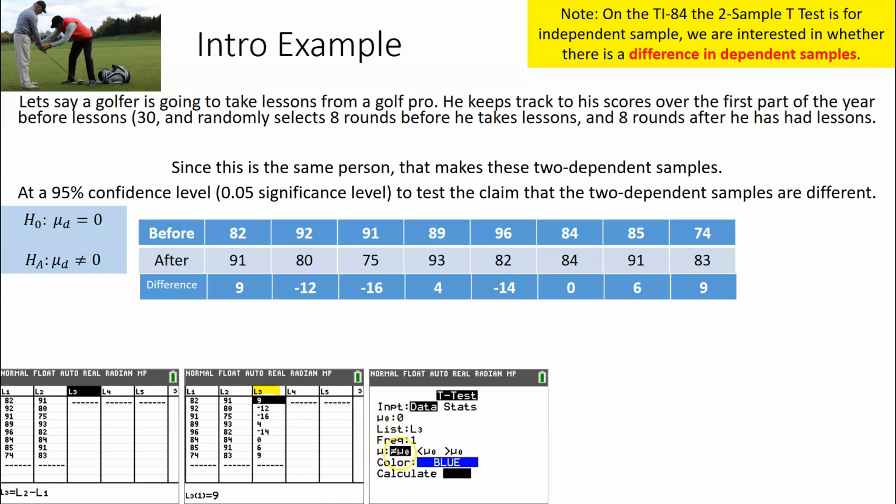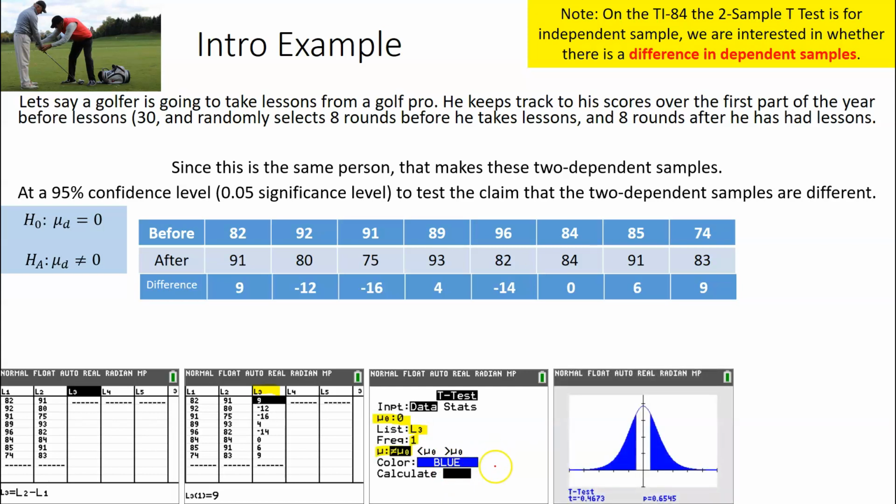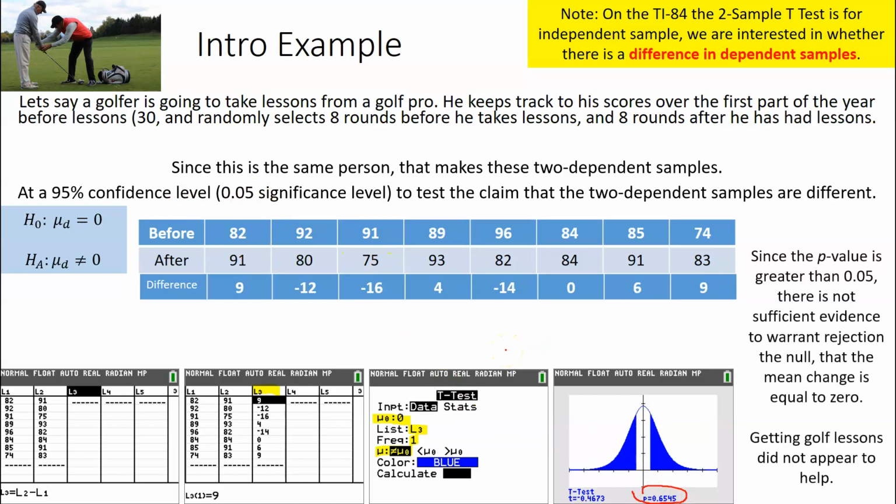Now we've got to base our tails off the alternative, so we're going to use the not equal for the alternative. And again, for this matched pairs, this needs to be 0 right there. Frequency should be a 1. Probably you don't have to mess with it, but if it's for some reason something else, make sure it's a 1. Then you go ahead, and I like to graph it out, and it gives me my p-value right there, which you can see is 0.65, which is well above 0.05. And so in this case, I am going to fail to reject the null.